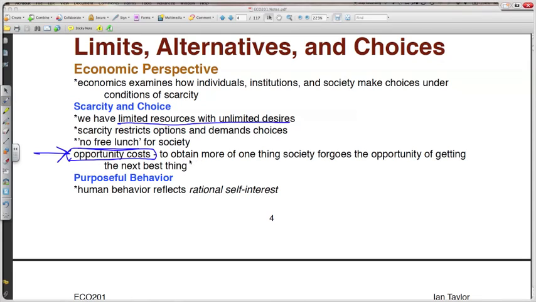So to obtain one more of one thing, society forgoes the opportunity of getting the next best thing, or the next best thing that I could have used it for. So all of this technology that I'm using right now to record this lecture, the opportunity cost is me playing video games. Instead of using it to record this and then all of you can see this and hear me talk, instead I could just be using it to have fun playing video games. For example.